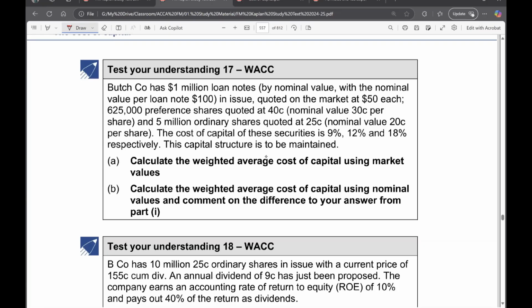We use it in business valuation as well, because we also discount the future cash flow. So wherever discounting, we use WACC. Okay.